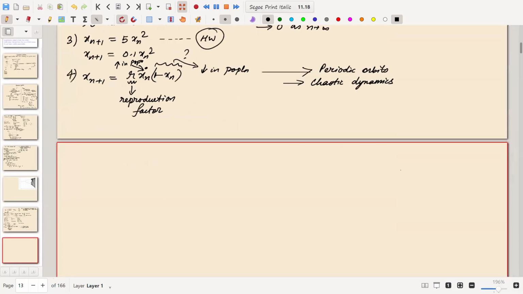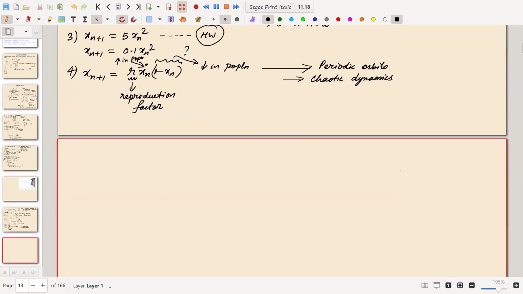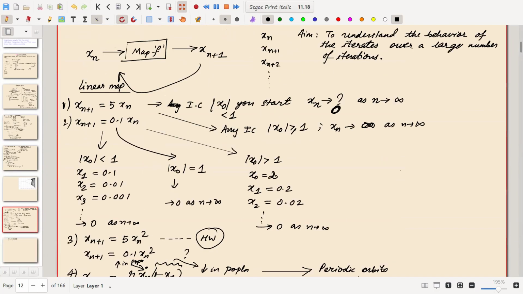Now, this map, I will tell you. When you take r equal to 2, you saw a fixed point, isn't it? When you took r equal to say 3, you saw a period 2 point. Okay, a period 2 point. What is a period 2 point? I hope you remember this.